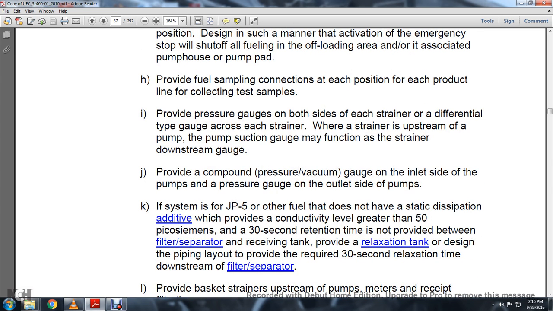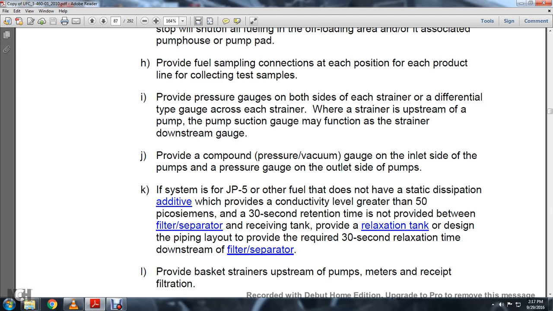Provide fuel sampling connections at the position for each product line for collecting test samples. Provide a pressure gauge on both sides of each strainer, or a differential type gauge across each strainer, with the strainers upstream of the pump, where the pump suction gauge may function as the strainer downstream gauge. Provide a compound pressure vacuum gauge on the inlet side of the pump, and a pressure gauge on the outlet side of the pumps.